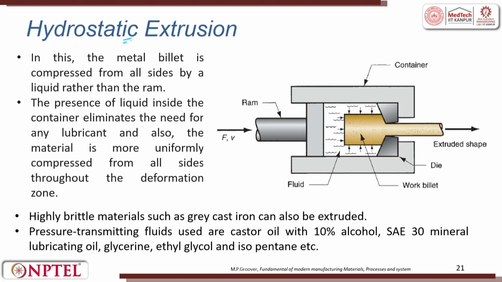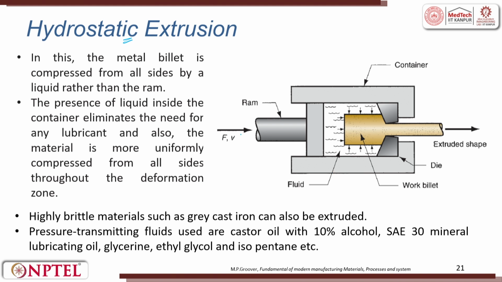Hydrostatic extrusion, which we have already seen, has a uniform pressure. So, there is not much friction here. So, you put a liquid, a fluid, and then you put a ram. This ram pushes, this gets pressurized and that puts load on the billet and it gets extruded. In this, the metal billet is compressed from all sides by a liquid rather than a ram. The presence of liquid inside the container eliminates the friction, eliminates the lubricant. It is very good, but the process itself is very difficult.